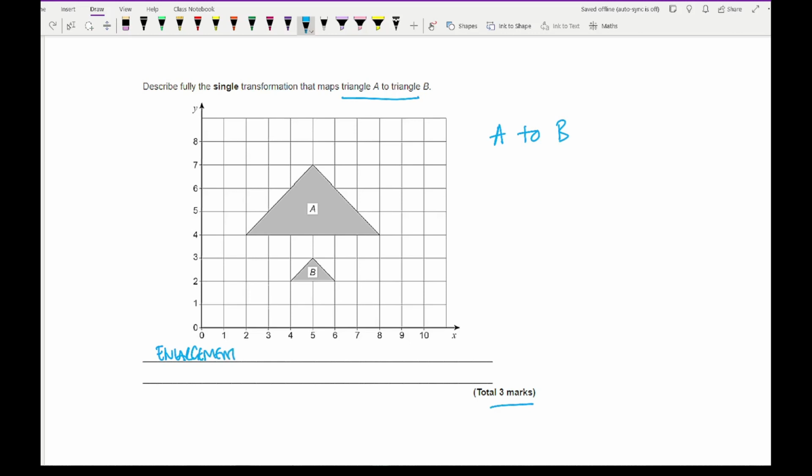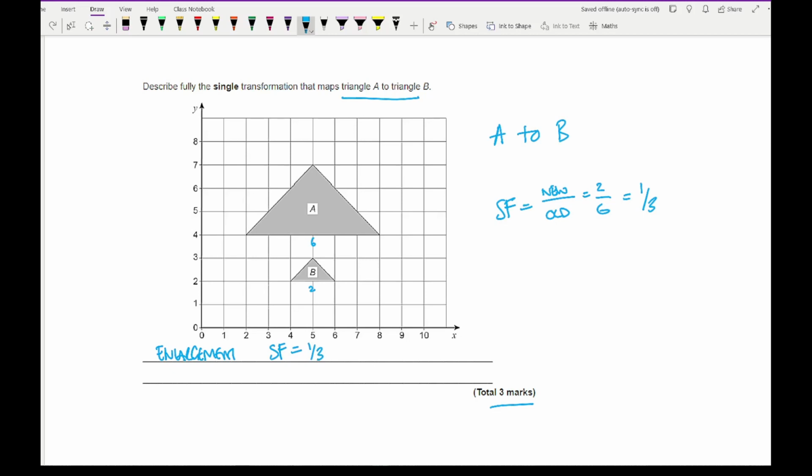So the next thing I need to do is work out the scale factor. For the scale factor, I need to do the side on the new shape divided by the corresponding side on the old shape. So here, if I take the base of those two triangles, I've got 2 over 6. So then the scale factor is a third. So I can write SF equals 1/3.